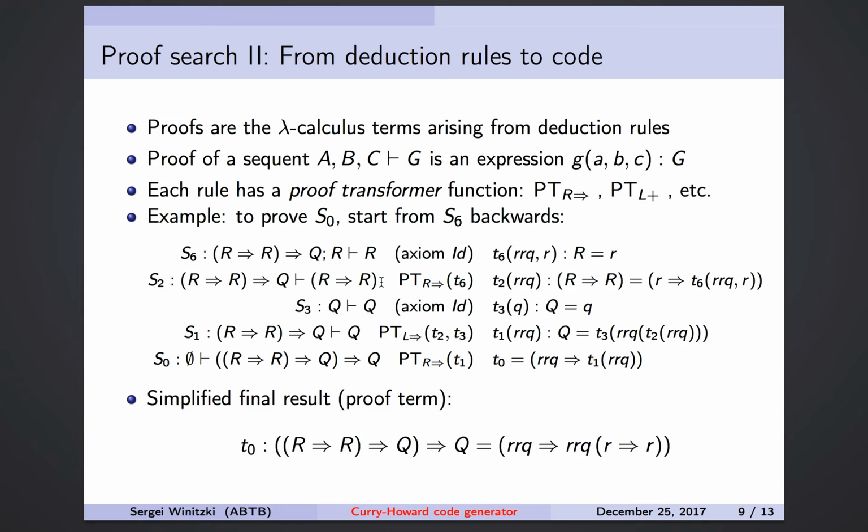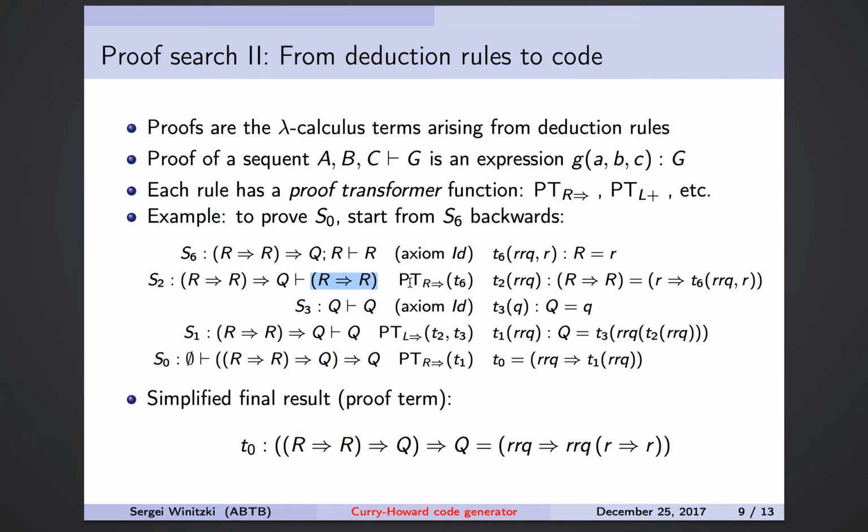The sequent S2 was obtained from sequent S6 using the rule right implication. So what is the term for this proof? Now this term is a function T2 with one argument, because the sequent S2 has one argument. How do we find this function? Well, this function is of type R to R, because that's what the sequent's goal is. And we have T6, which is a function of this kind.